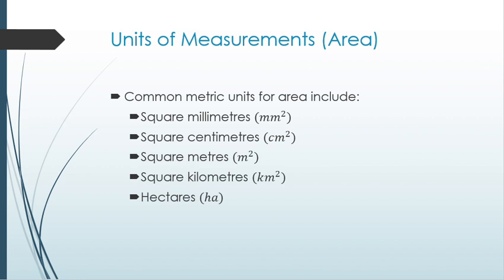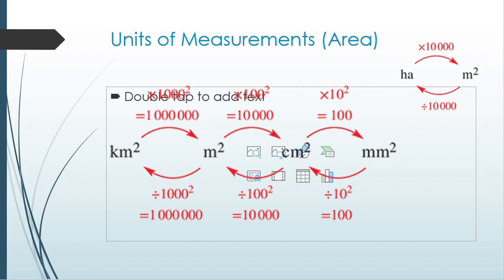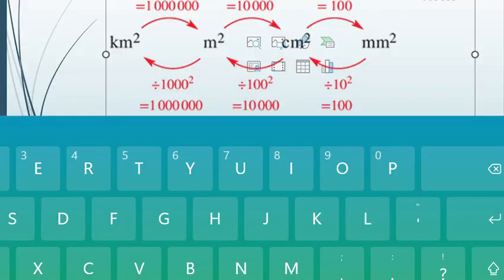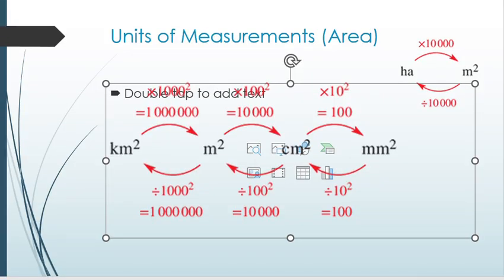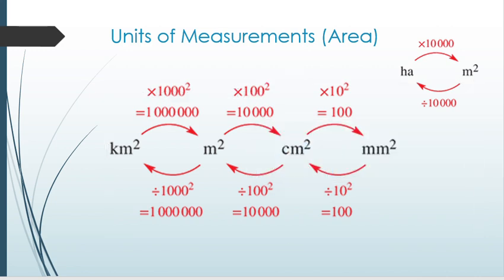So these are the common metric units for area. So we have square millimeters, square centimeters, square meters, square kilometers, and hectares. Now, this is a diagram that I would like for you all to draw. It's very important. Very, very important. In chapter 4A, we had a conversion little thing similar to this, but the main difference between this area one and the one you drew earlier is this little square up here. Okay. So that little two.